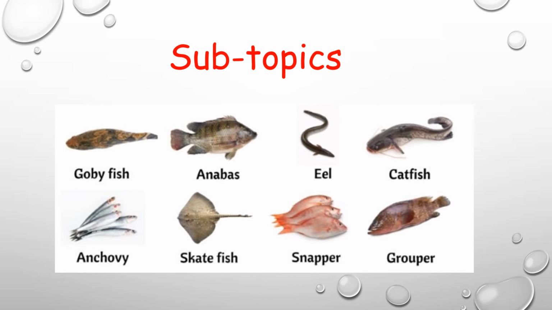Here are some examples of the types of fish that you could have had. Goby fish, anabass, eel, catfish, snapper, skatefish, anchovies. It may be that you chose different types of fish for your subtopics, but as long as they were fish, that would have been fine. So well done.